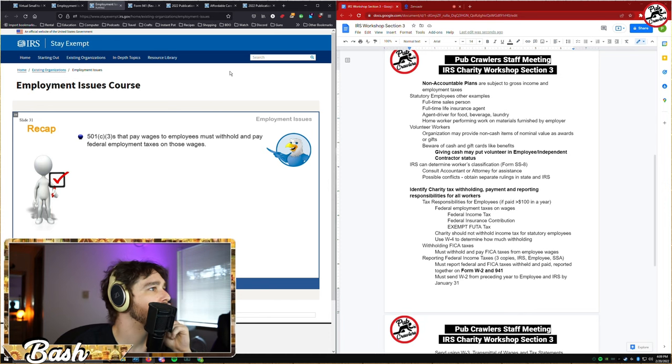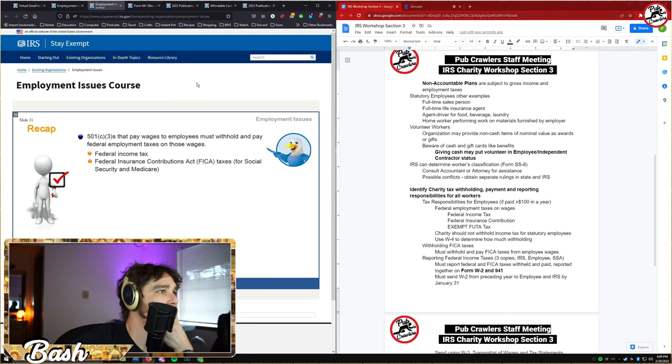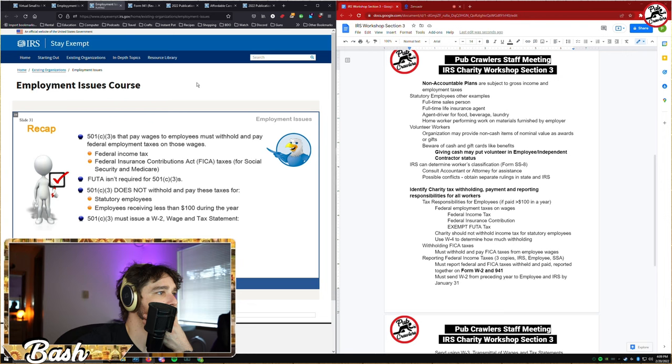You know that 501c3s that pay employees must withhold and pay federal employment taxes on the wages. The taxes include federal income tax and Federal Insurance Contributions Act, or FICA taxes, which pay into Social Security and Medicare. I mentioned that 501c3s are exempt from paying federal unemployment tax, or FUTA, and that they don't need to withhold income tax for statutory employees or employees earning less than $100 during the year. We also talked about reporting federal taxes and how 501c3s must disclose the federal and FICA taxes withheld and paid by issuing a W-2 wage and tax statement to the employee by January 31st for the preceding calendar year. The 501c3 must also send copies of the W-2 to the IRS for the preceding calendar year.